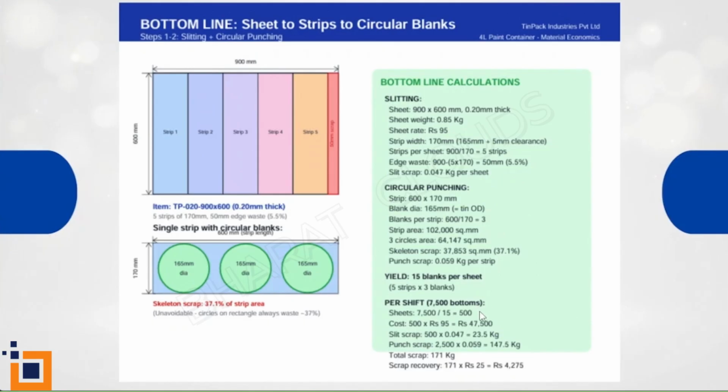Per shift of 7,500 bottoms, 500 sheets at 95 rupees each, 47,500 rupees. Slit scrap 23.5 kilograms, punch scrap 147.5 kilograms, total 171 kilograms. At 25 rupees per kilogram, that's 4,275 rupees in scrap recovery.